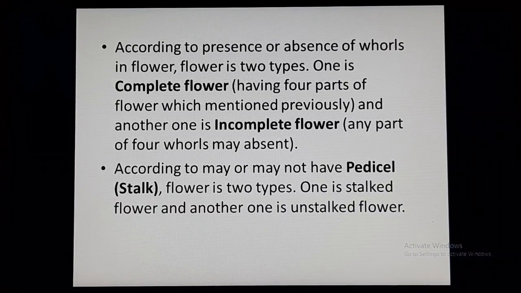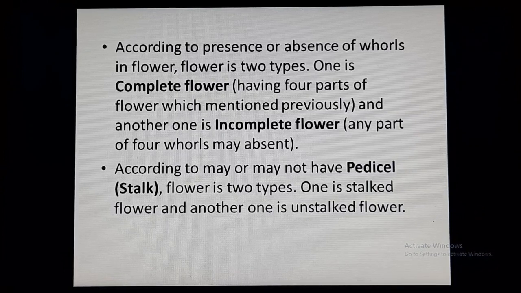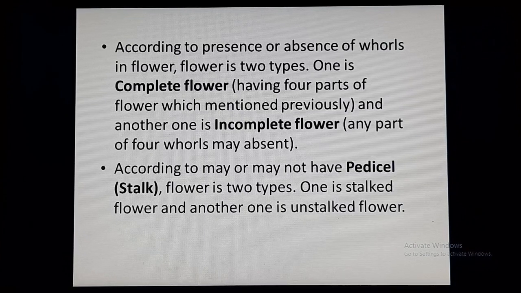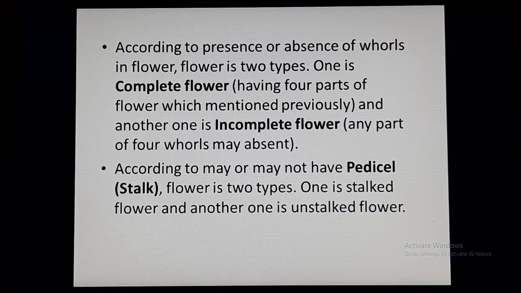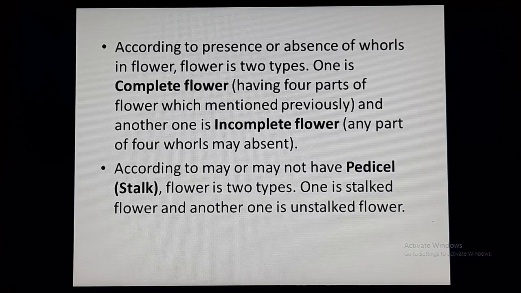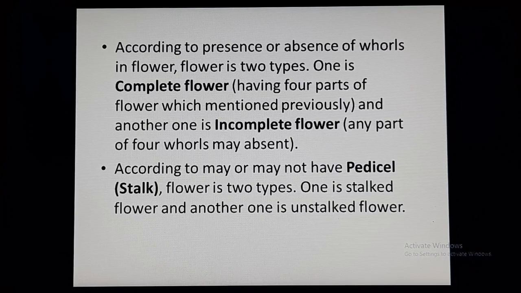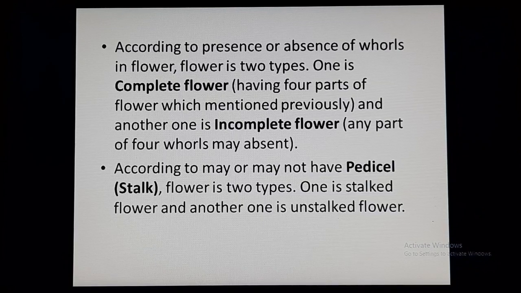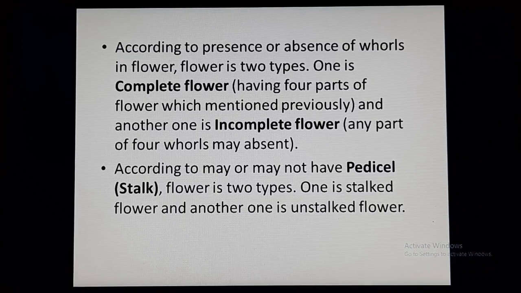According to the presence or absence of whorls, flowers are of two types. One is the complete flower, having the four whorls mentioned previously, and another is the incomplete flower. If all four whorls are present in a flower, it is complete; it does not need any other portion. If any whorl is absent, it is called an incomplete flower. If the pedicel, which is the stalk, is present, then it is called a stalked flower. If the pedicel is absent, it is called an unstalked flower.